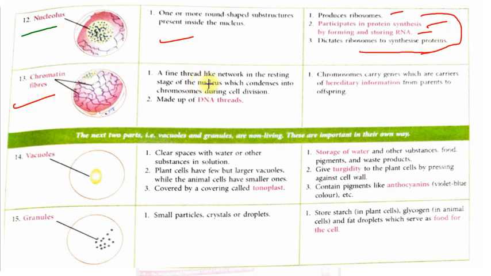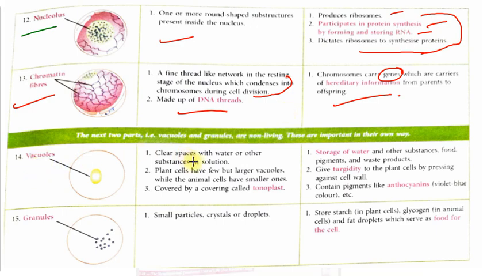Next is chromatin fibers. They are a fine thread-like network in the resting stage of the nucleus, which condense into chromosomes during cell division. They are made of DNA threads. Chromosomes carry genes, which are carriers of hereditary information from parents to the offspring.